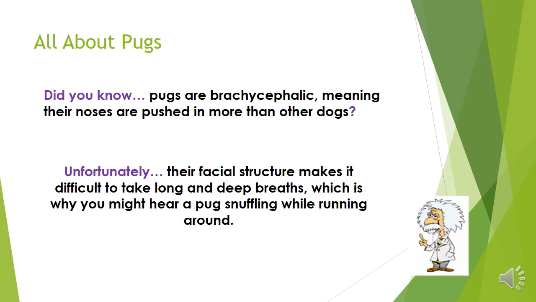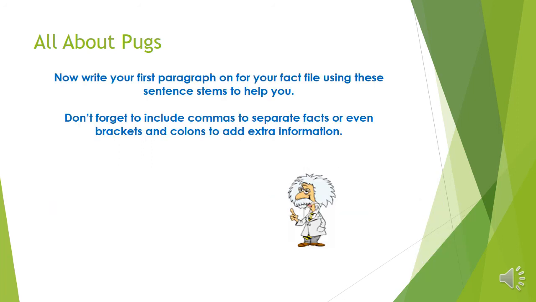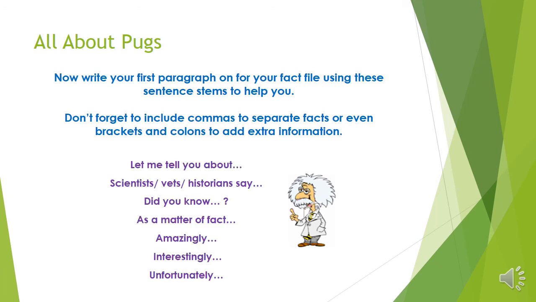Now what I'd like you to do is use your sentence stems to help you complete the facts that you found. Now you'll be able to write your first paragraph on your fact file using the sentence stems to help you. Don't forget to include those commas to separate facts, or even brackets and colons for that extra information. And I can't wait to see what your fact files are going to be about.